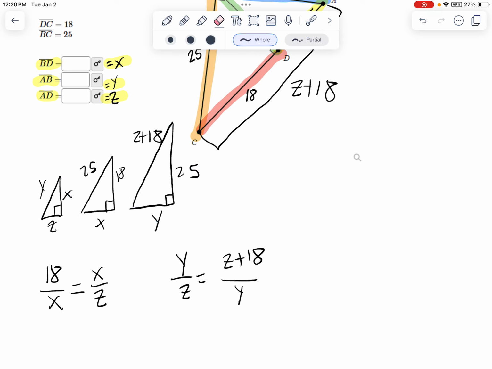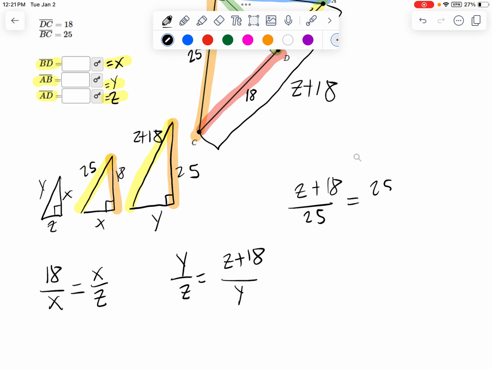But what we need to do is use the one proportion without any variables at all. While you're tempted to use these two with your z's because you have proportions, that'll just give you that thing, which isn't helpful. But what you do notice is that this side can also correspond to that one, doesn't it? And if we want to use that same triangle, couldn't we use this as our other corresponding side? So z plus 18 over 25 equals 25 over 18.